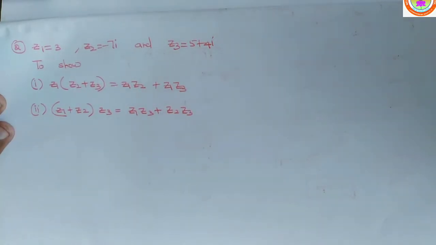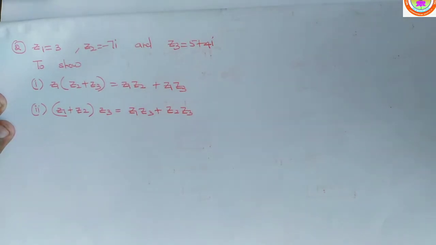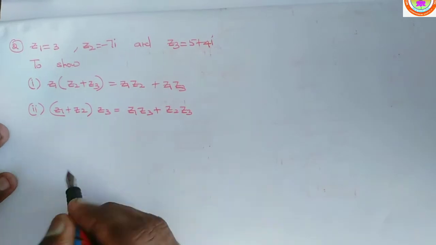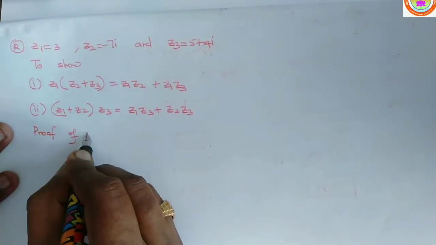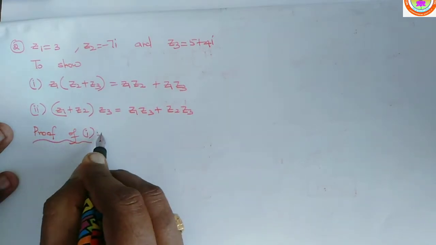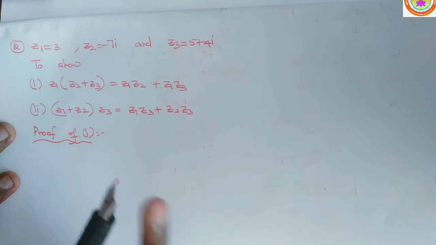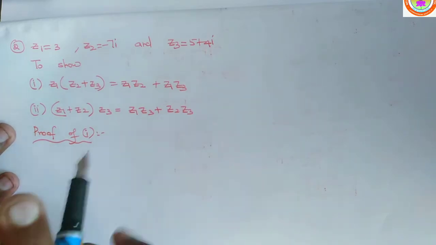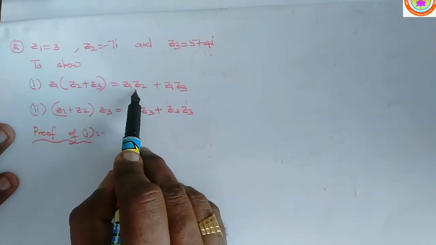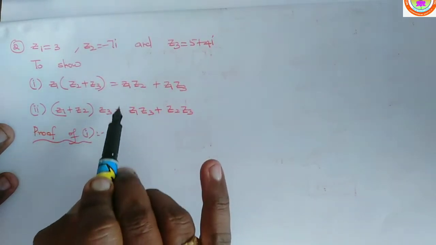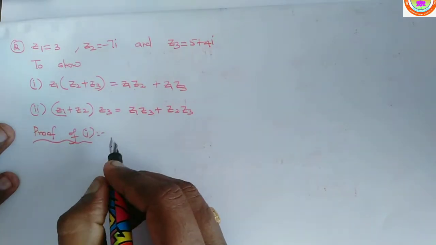So we will move towards the sum. Proof of subdivision 1. In the previous sum we saw the associative property of addition and the associative property of multiplication. The distributive property contains multiplication and addition, multiplication over addition. So we do the proof of subdivision 1.